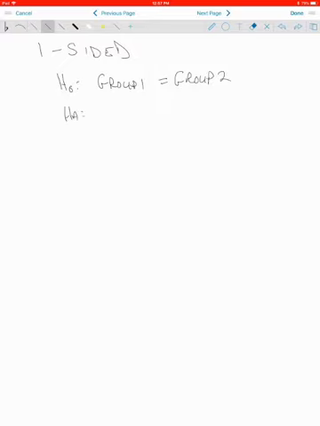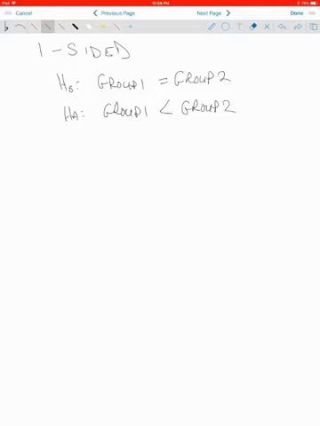So everything is done exactly the same way. If you're doing a Mann-Whitney U, but it's one-sided, then the null hypothesis is always going to be basically that whatever you're measuring for group 1 equals that of group 2. And an alternative hypothesis might be that group 1 is less than group 2.